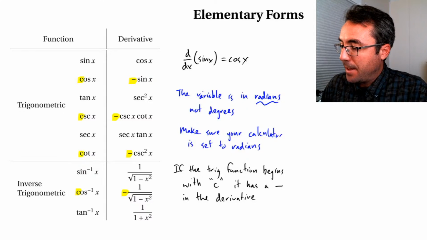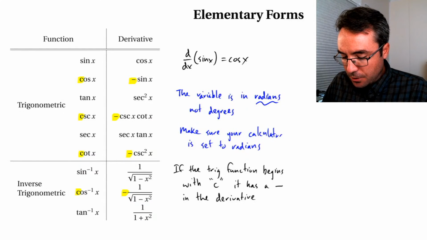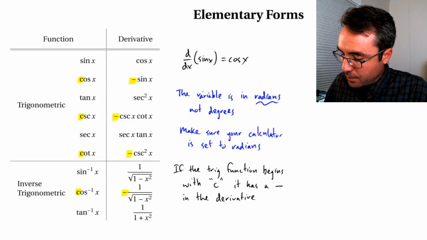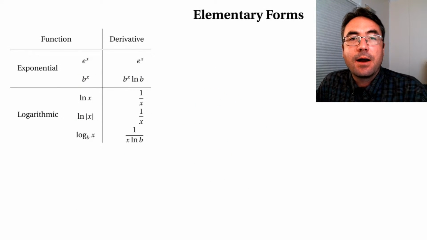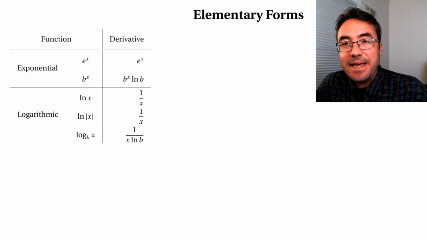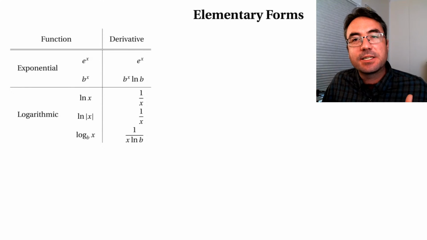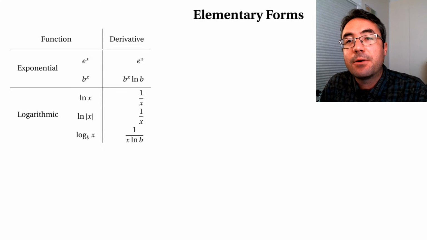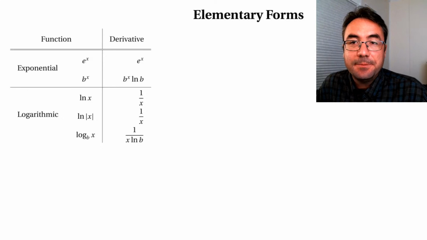All right. So a few more elementary forms that we're going to be looking at are exponential and log functions. The derivative of e to the x is just e to the x. The derivative of a more general exponential function, b raised to the power x, is b raised to the power x times natural log b.